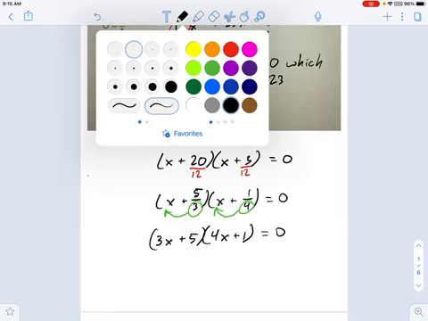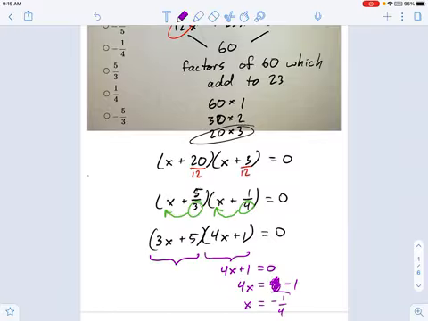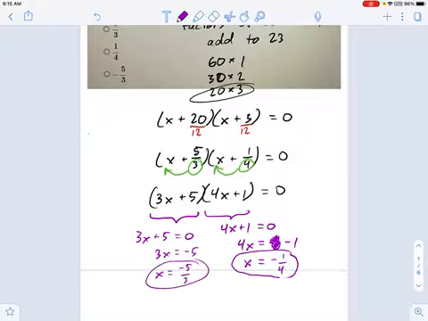Now I want the solutions to x. I have it in factored form, so all that remains at this point is just to take those factors, set them each equal to 0. 4x plus 1 equals 0. That means 4x equals negative 1, and x equals negative 1/4. That is a solution to this equation from above. Likewise, 3x plus 5 equals 0. That means 3x equals negative 5. That means x equals negative 5/3 is another solution.